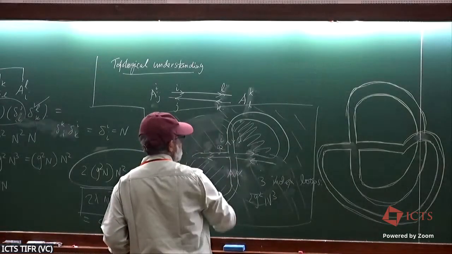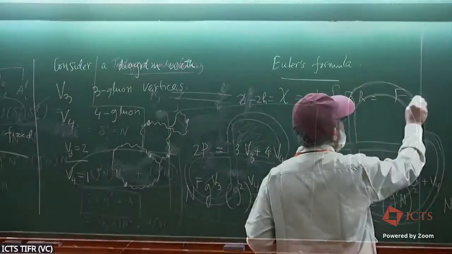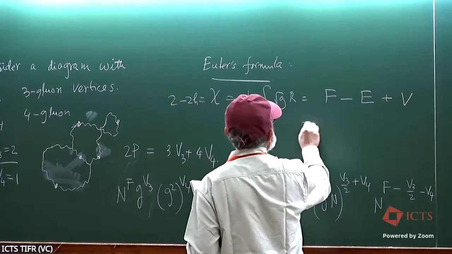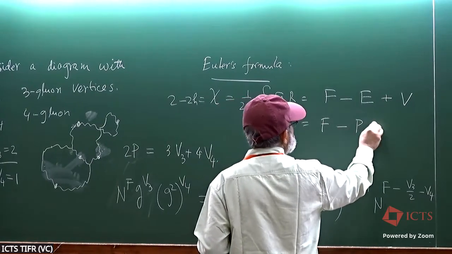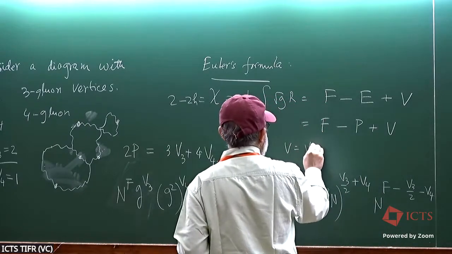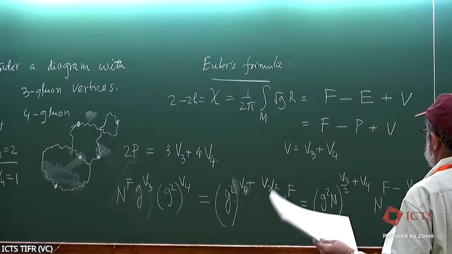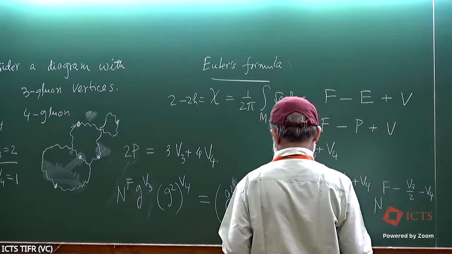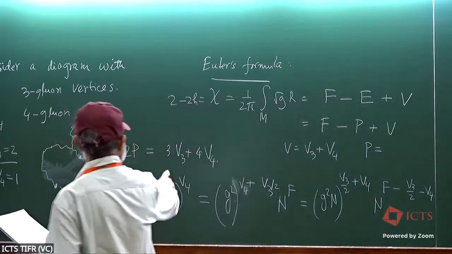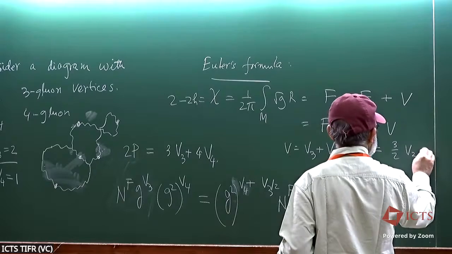edges, and faces. Okay. So this is given by face minus edge plus vertex. So the edges are the propagators, right? And the vertices, in this case, the total number of vertices is the number of cubic vertices plus the number of quartic vertices. So that's that. And the number of propagators is 3 by 2 v3 plus 2v4.